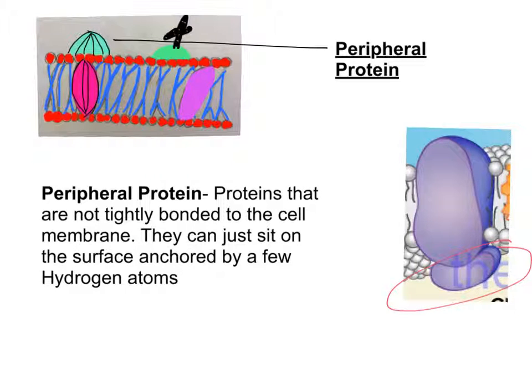The peripheral protein. It's a protein that is not tightly bonded to the cell membrane, and they can just sit on the surface, but they're anchored by a few of the hydrogen atoms. So in this diagram, it's the part of the protein that sticks out. It sticks out right here, above the phospholipid heads.